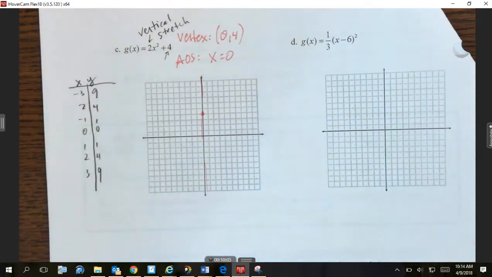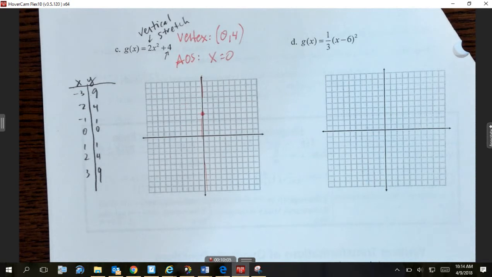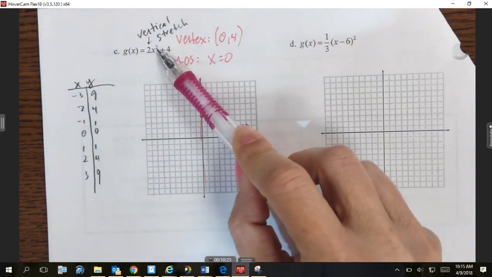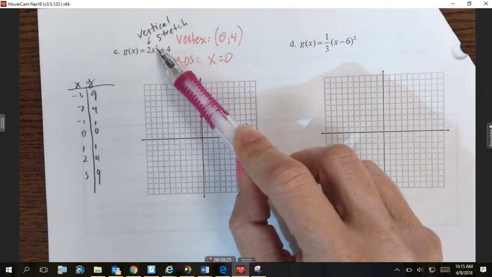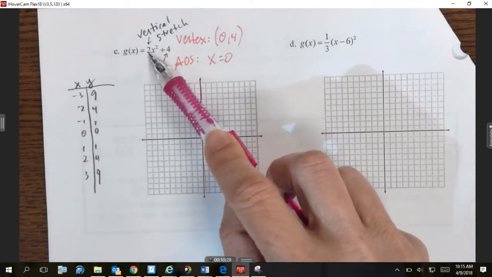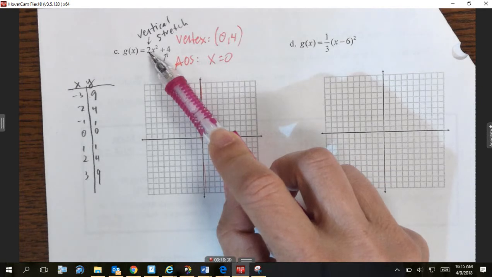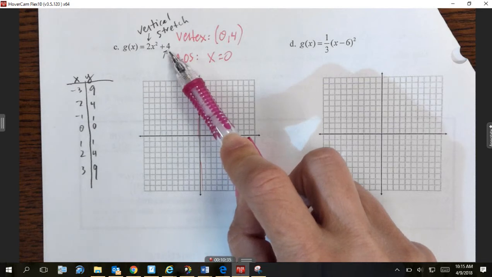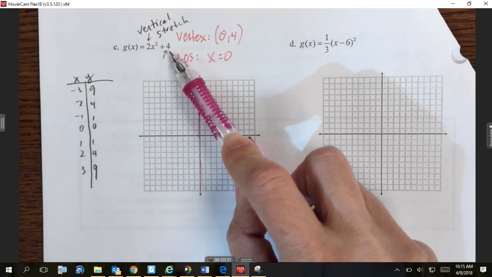So we've got two transformations. We have multiply by 2, and we have add 4. The multiply by 2, is that happening before or after the squared? After the squared. So anything that happens before the squared symbol is horizontal. Anything that happens after squaring the x is vertical. So I know that this is a vertical stretch. That means it affects the y values. This add 4, is that before or after the square? It's after, so that is also a y change.